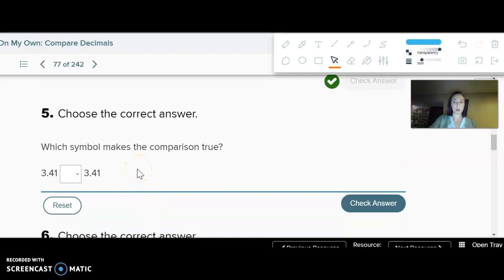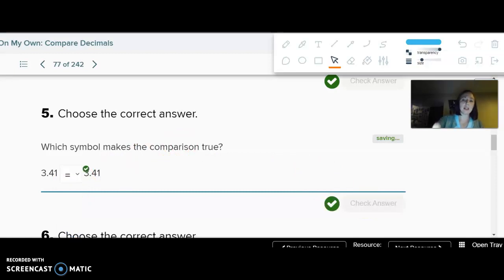3 and 41 hundredths versus 3 and 41 hundredths. Hopefully you realize those are equal. Even if one of them had a 0 on the end, it would still be equal. Or a bunch of zeros on the end. Still equal.